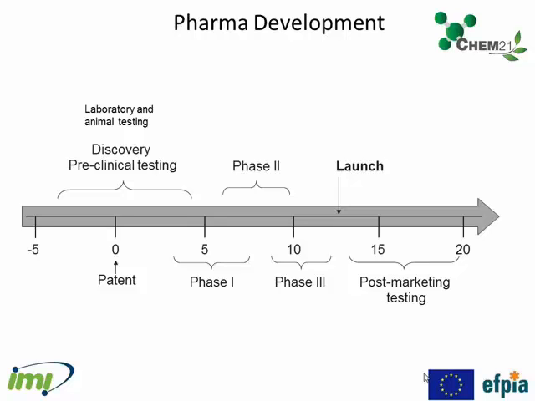That's also the moment in time when a patent is taken to protect the intellectual property. And as you may know, the duration of a typical patent is 20 years. After that, the patent is expiring.